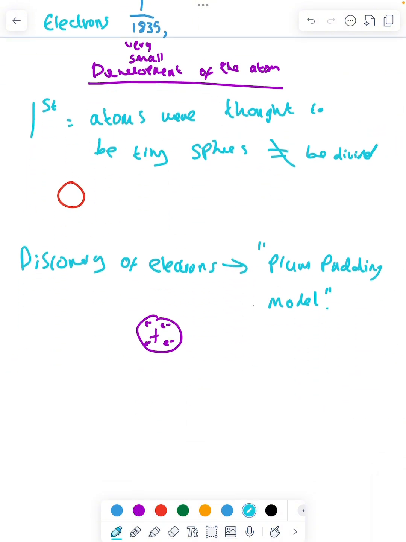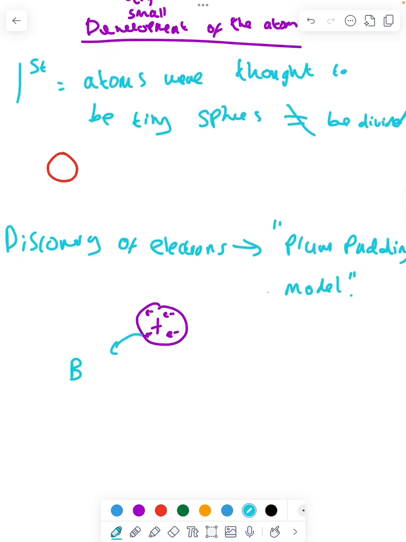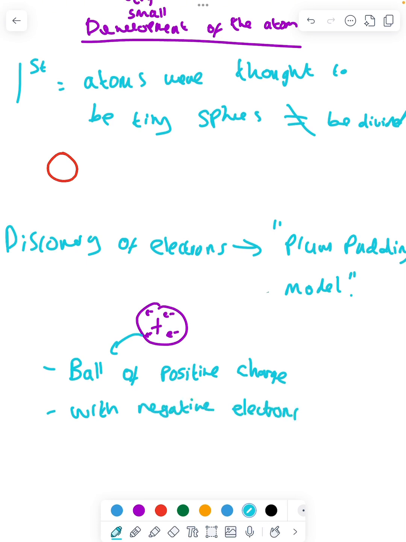But if we're going to describe this in words, really the plum pudding model was just a ball of positive charge. So you've got a big plus in the middle. It's a big positive ball, but with negative electrons embedded. Now, you kind of accepted that there are electrons that exist here, right?